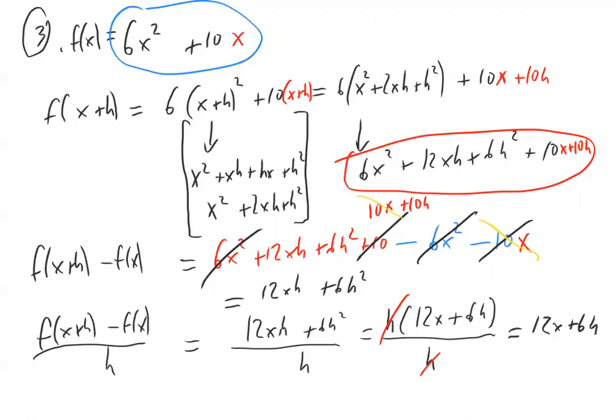And so you would have ended up with 12xh plus 6h squared plus 10h. I left off the 10h because I didn't write the x at the beginning. So if you factor out an h from the 10h, you'd be left with positive 10.